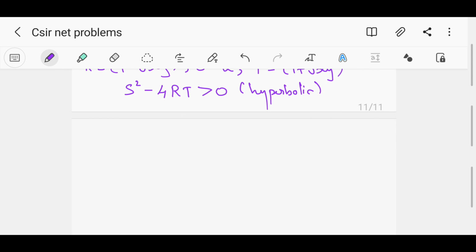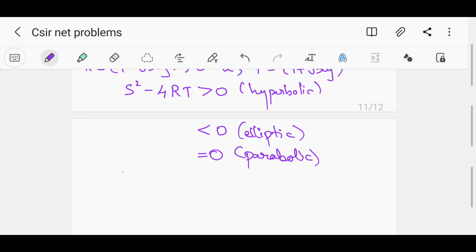If this is less than 0, then we say it is elliptic. If this is equal to 0, we say it is parabolic. But in our options, we have only hyperbolic and elliptic. So we will check these two conditions and then come to a conclusion.